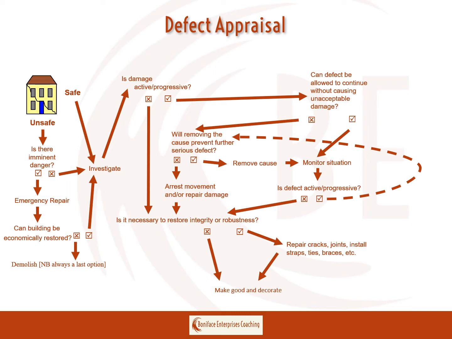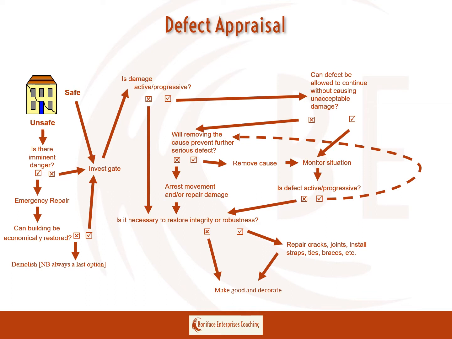And here we get back to the basic question of what is necessary to restore the integrity or robustness of the building. And of course, by now, having gone through this process, one would have understood the building far better and should be able to make that decision as to precisely what repairs would be appropriate. And it goes back to the phrase I used at the beginning, to do as much as is necessary to repair the building, but as little as possible to avoid going over the top and doing too much work that is actually unnecessary. And of course, at the end of this, there is the making good and decorating for the building generally.